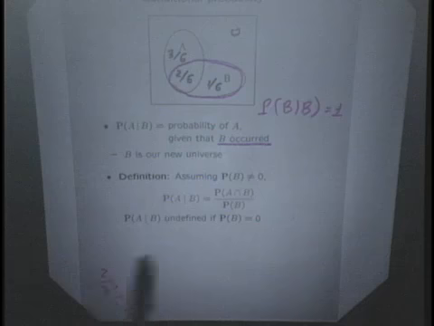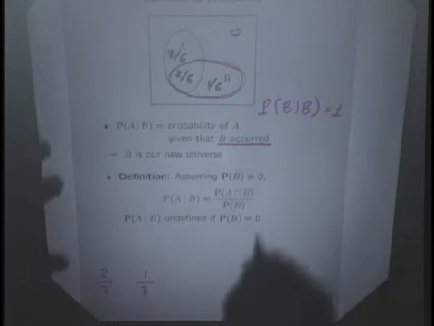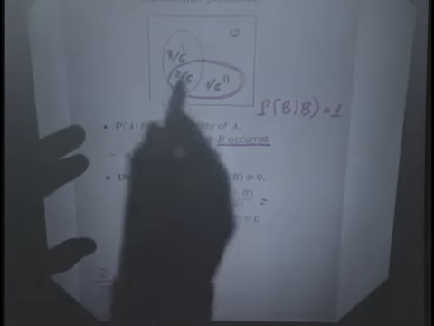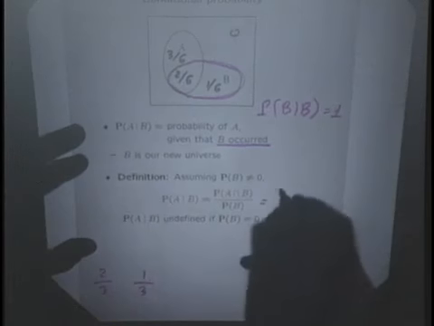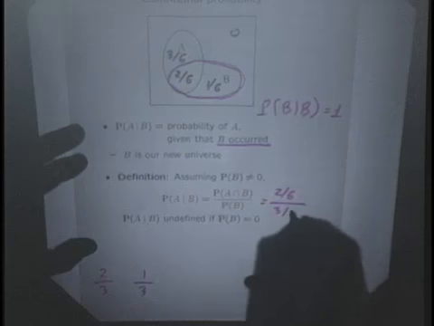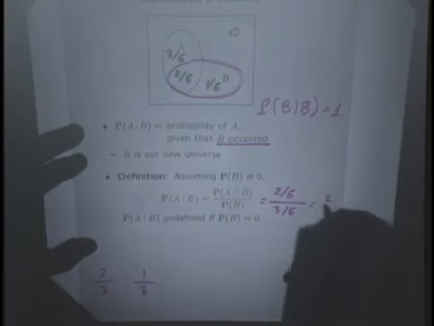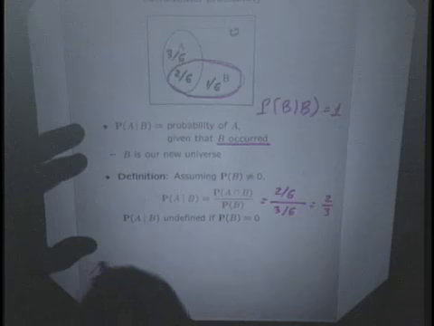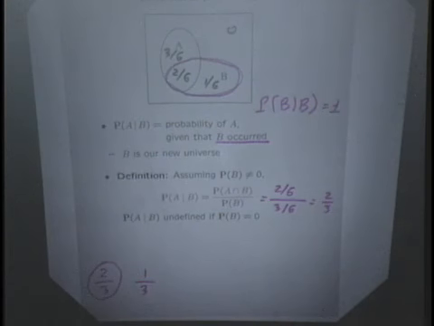Does it give us the same numbers as we got with this heuristic argument? Well, in this example, probability of A intersection B is 2/6 divided by the total probability of B, which is 3/6. And so it's 2/3, which agrees with this answer that we got before. So the formula indeed matches what we were trying to do.